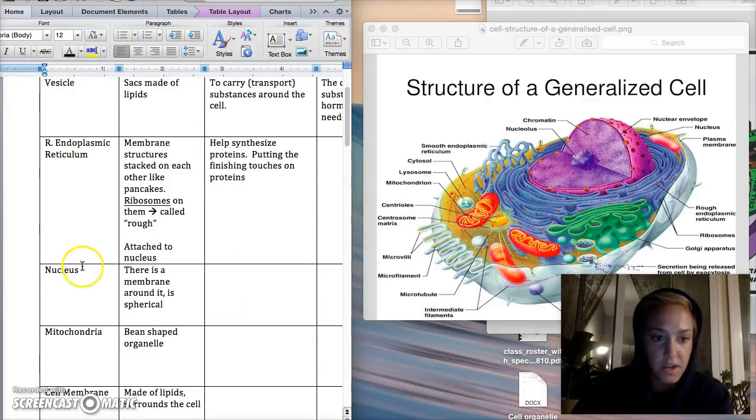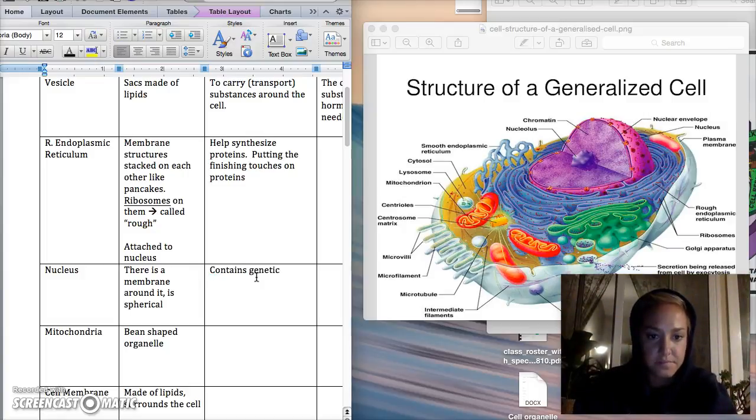Okay, moving on. The nucleus. The nucleus is this big thing in the middle, and we say that it's membrane bound. In eukaryotic cells, remember that we have a true nucleus. We have this membrane-bound structure in the middle, and it's a sphere. And all you guys got to know about the nucleus is that it contains genetic material. Cool, moving on.